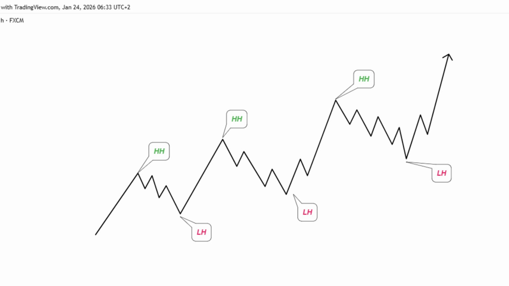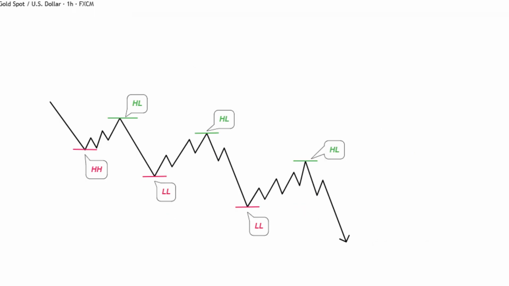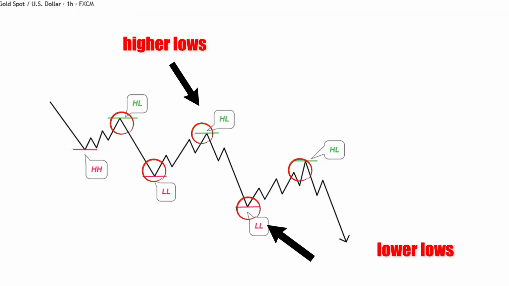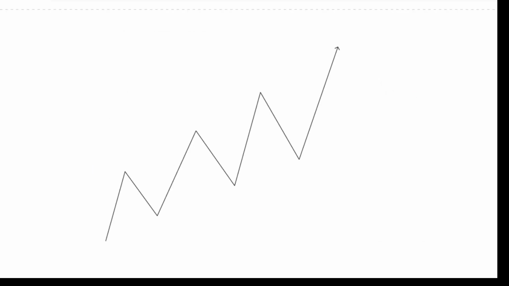Market structure is simply the story of price. For example, if price keeps making higher highs and higher lows, that tells you buyers are in control. The market is bullish. If price keeps making lower highs and lower lows, that tells you sellers are in control. The market is bearish. So instead of guessing, you just ask one simple question: who is in control right now, buyers or sellers?